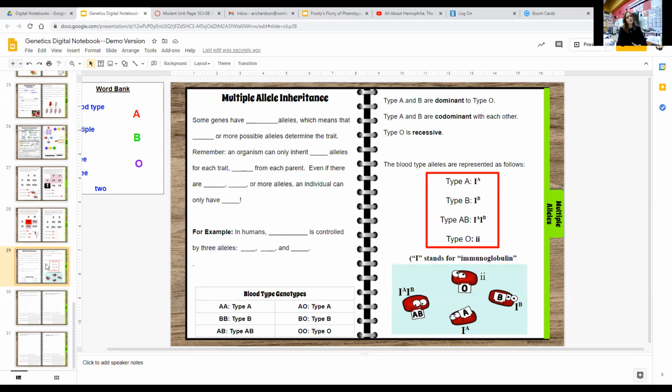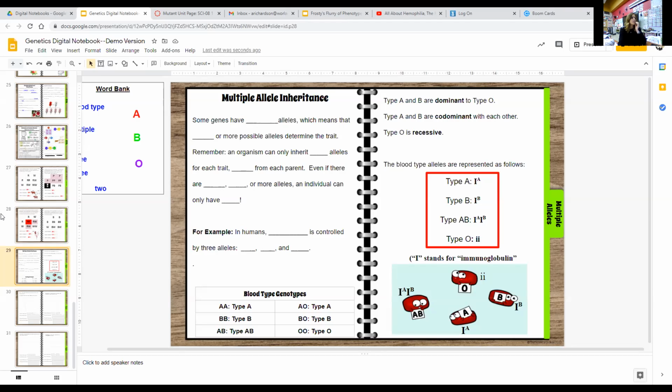And the only thing we're going to look at with multiple allele inheritance is human blood typing. All right. So blood typing is controlled by three alleles, three. There are 4 different blood types, though. You can have type A blood, you can have type B blood, you can have type AB blood, and you can have type O blood.